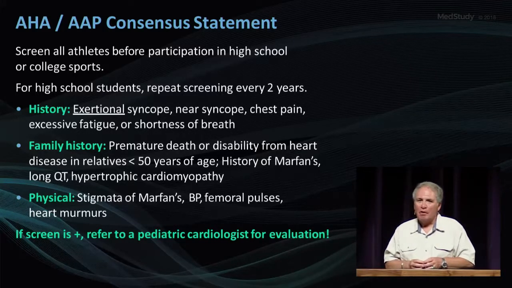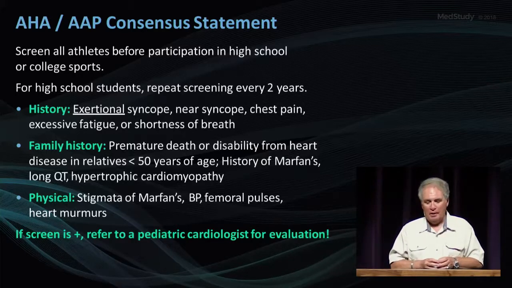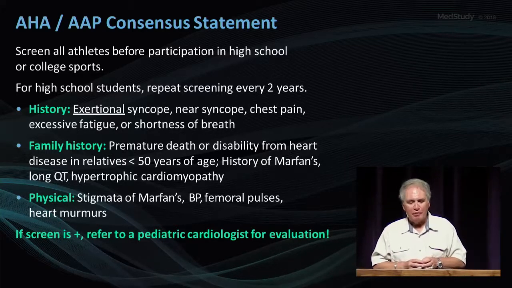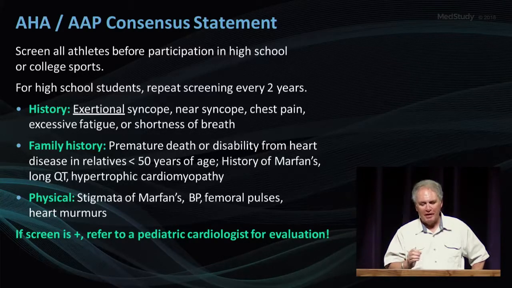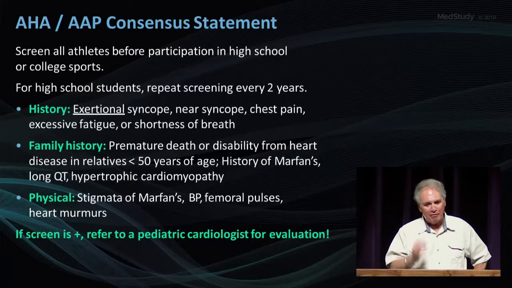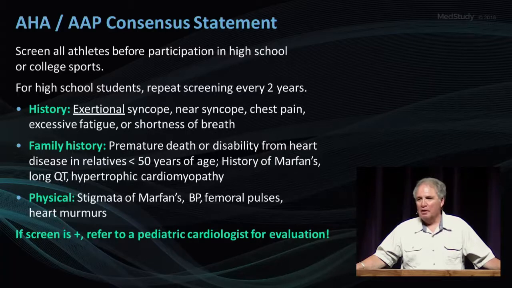So the recommendations are along the lines of screening all athletes before participation in high school and college sports. And for high school students, repeat screening every 2 years. Ask a history of exertional syncope, near syncope, chest pain. Family history, any premature death or disability from heart disease in relatives less than 50. Ever hear of the word Marfan syndrome? Ever hear of the word long QT? Ever hear of the word hypertrophic cardiomyopathy? Physical exam, looking for stigmata of Marfan syndrome, looking for coarctations, blood pressure, and heart murmurs. If the screen is positive, refer to a pediatric cardiologist for evaluation.